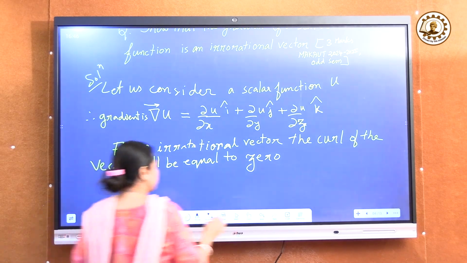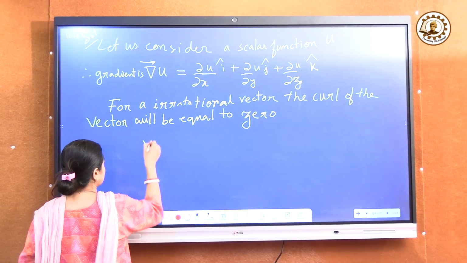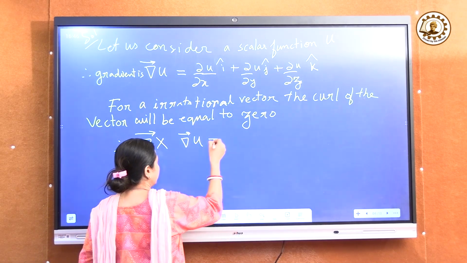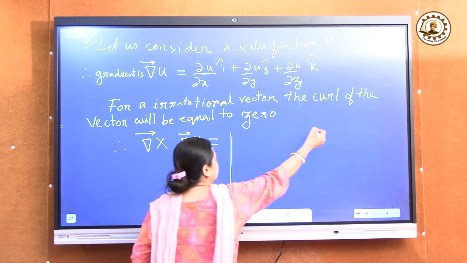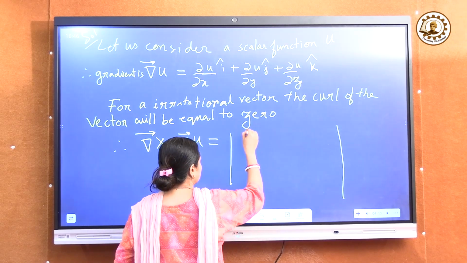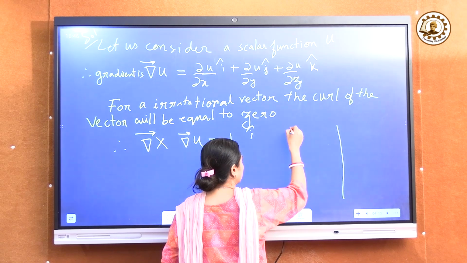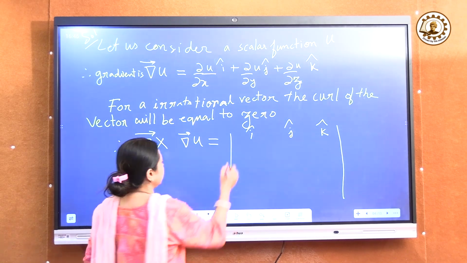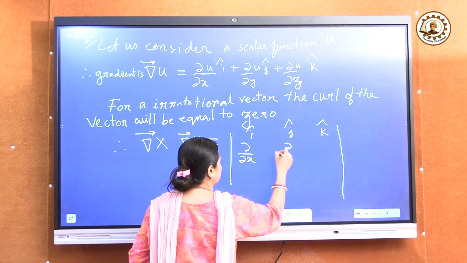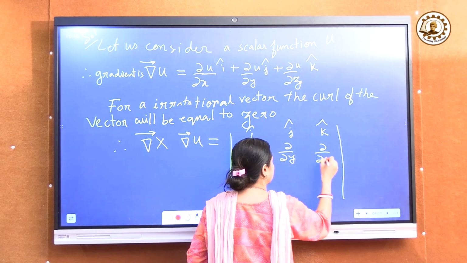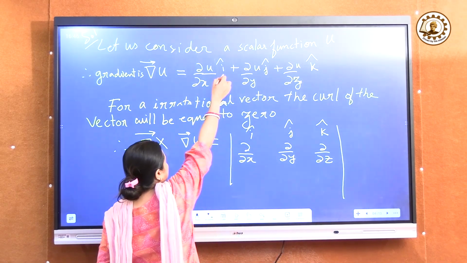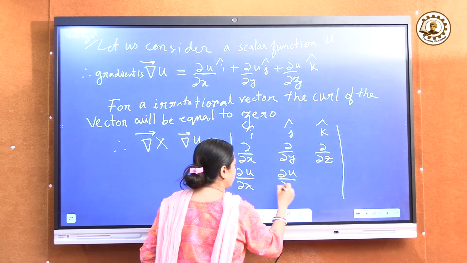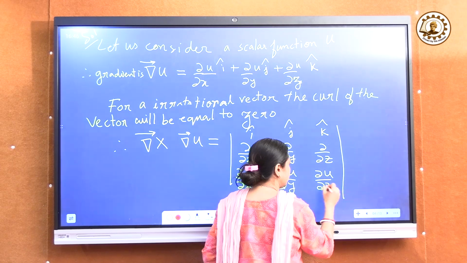Now what we are going to do is take the curl of the gradient. So let us take it. Curl of gradient of u will be equal to, how do we take the curl? We write it in this format. We will take the three components i cap, j cap, k cap. This is the curl, so I will write del x, del y, del z, and in the last row, del u del x, del u del y, and del u del z.